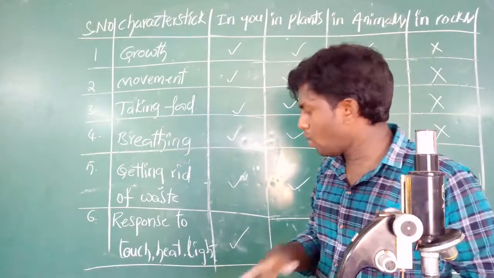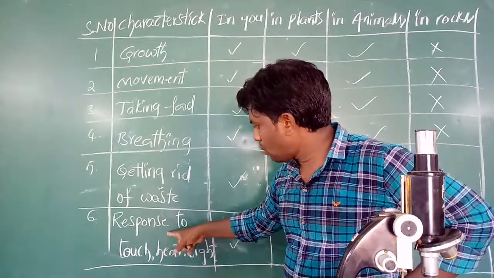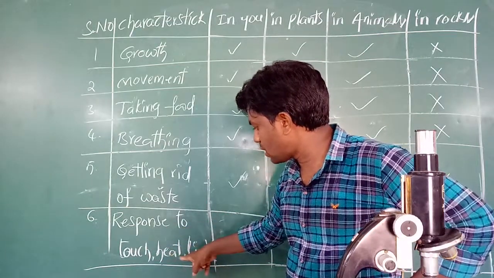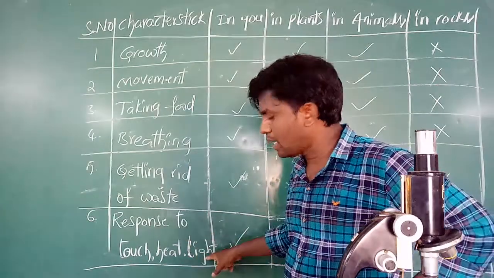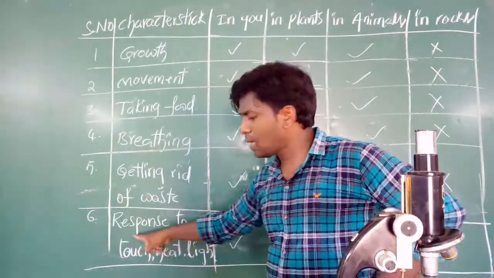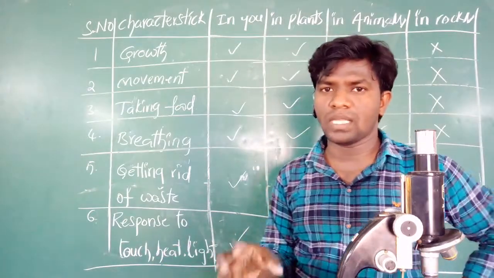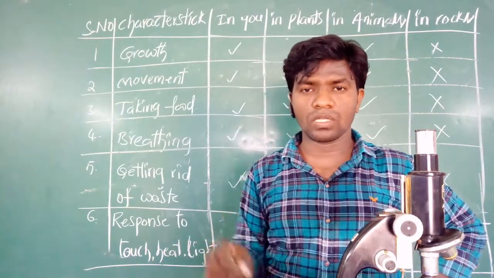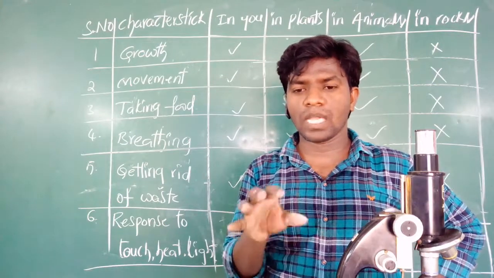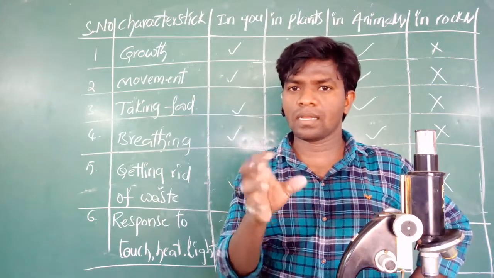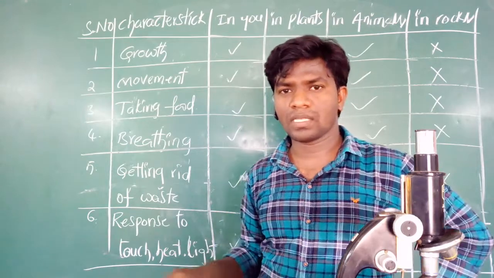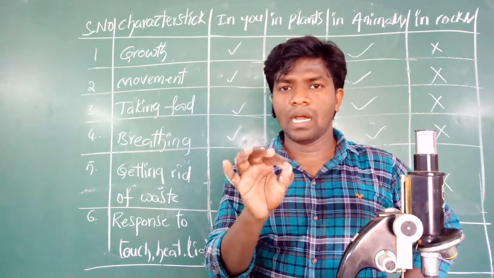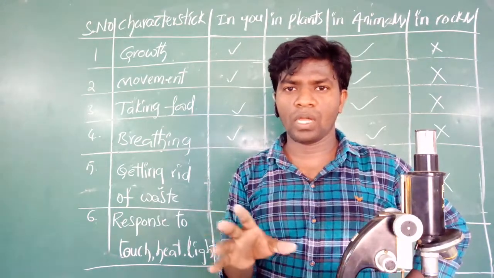So in plants, how is the response to touch, heat, light? The plants grow with the help of light, and they need heat. At the same time, if you touch the touch-me-not plant, it will respond. Some types of plants respond to stimulus. One example of this touch response is the Mimosa pudica plant.